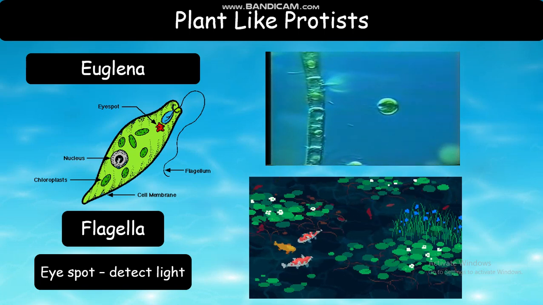These plant-like protists are mostly found in ponds or lakes. So why is it that a protist, such as Euglena, would move up towards the light in a pond if present? Think about the answer.